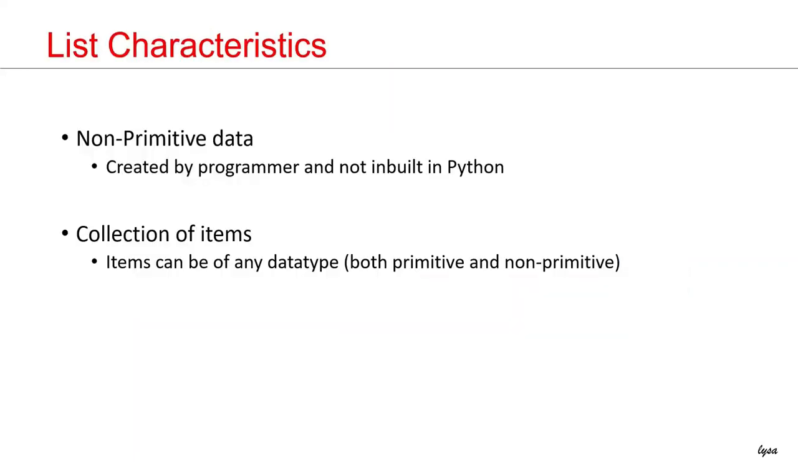Let's go through the characteristics of lists. First, it's a non-primitive data type. What do you mean by a non-primitive data type? It's basically a data type which is created by the programmer. It is not an inbuilt data type, and it has to have a collection of items. These items which are present in the list can be of any data type, that is, they can be both primitive and non-primitive data types. We'll see with examples what these characteristics mean.